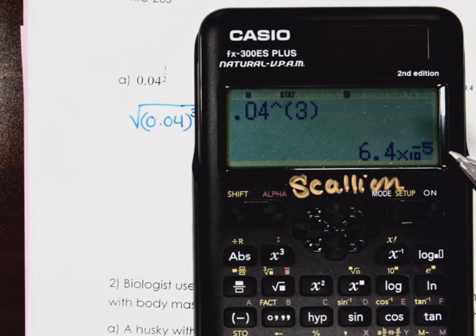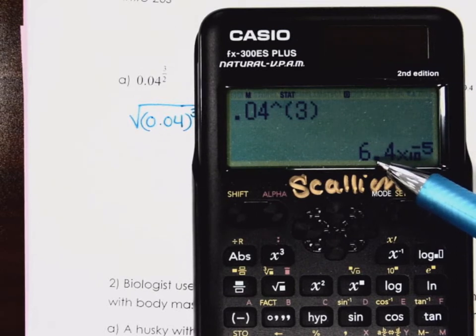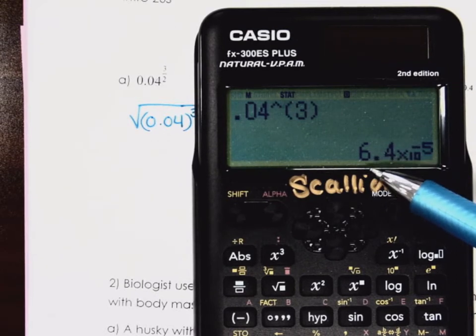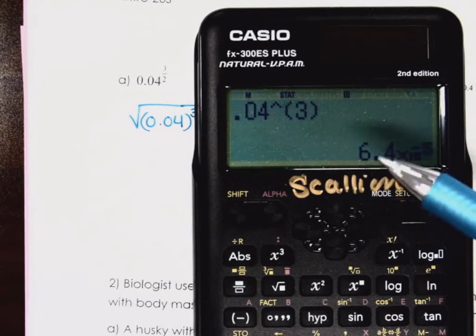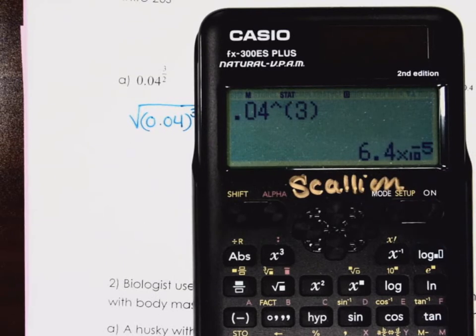Because if you think of a coordinate plane, the negative numbers are on the left-hand side. Negative tells me left, 5 tells me how many spaces. So I'm going to move this decimal point 5 units to the left. So I should have 4 zeros in front of the 6.